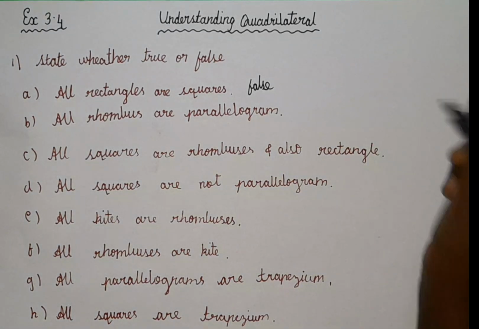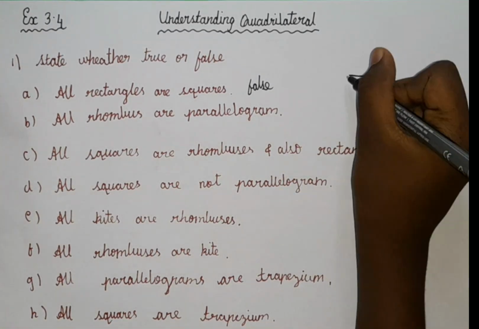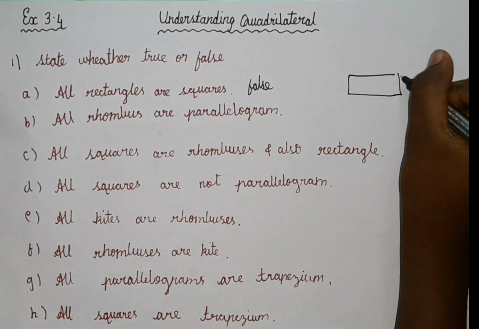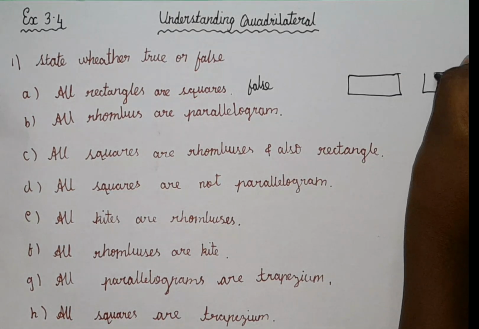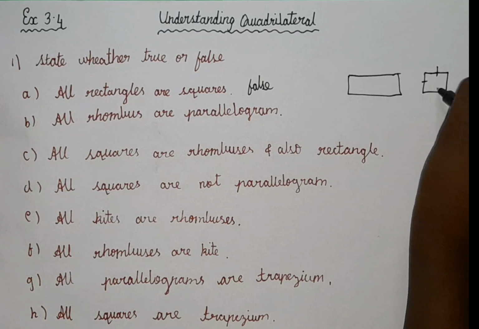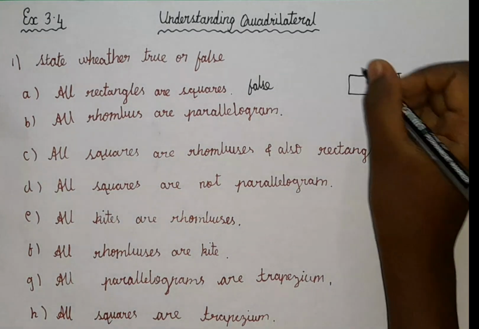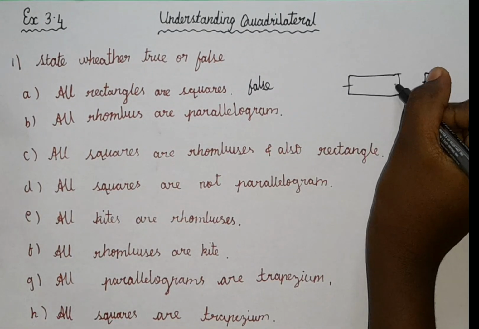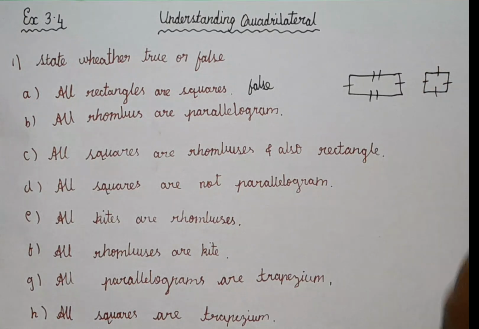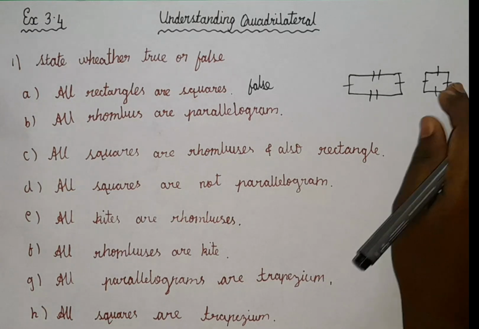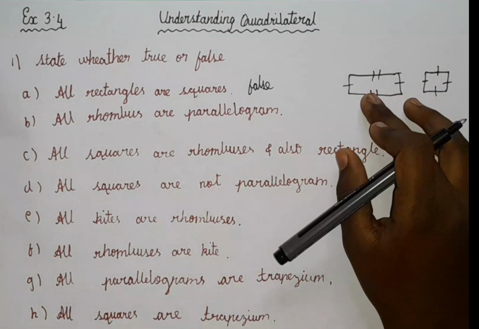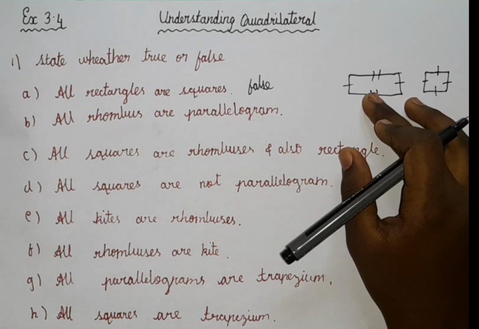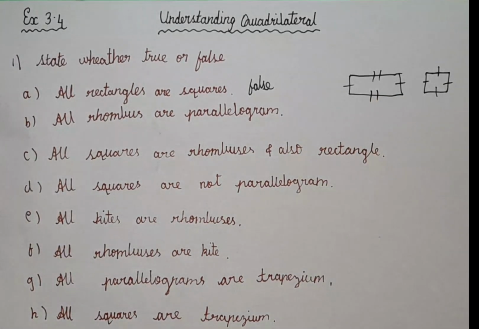Let me explain it. Here this is a rectangle and this is a square. In a square all four sides are equal, but in a rectangle only the opposite sides are equal. So how can a rectangle be a square? Because in a square all sides are equal, but in a rectangle only opposite sides are equal. So it is different, right? So this statement is false.